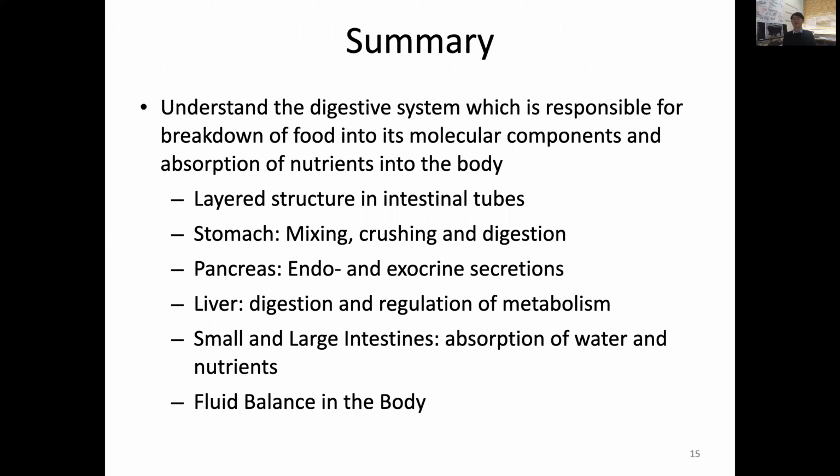So with this, we discussed the digestive system. Eventually what it does is break down food into molecular components, and then nutrients are absorbed into our intestinal system and into the body, and the liver also stores some of it as glycogen. For that, this interesting layered structure in the intestinal tube, and our stomach, pancreas, liver, and small and large intestine have been covered. Thank you for your attention.